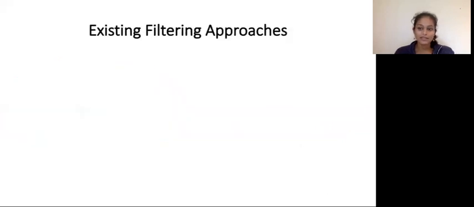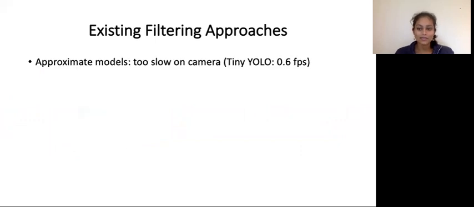Now we look at which filtering approach works best in this setting. We found that approximate models, though they're designed to be a lighter weight version of full DNNs, are still far too expensive to run on this type of camera. So Tiny YOLO ran at 0.6 frames per second, and recall that real time is 30 frames per second.